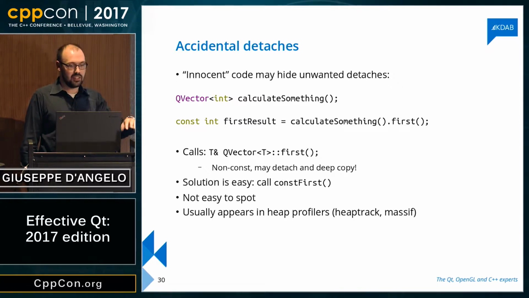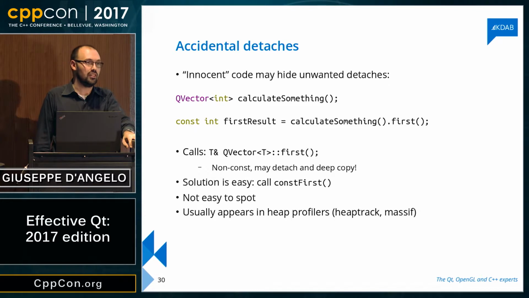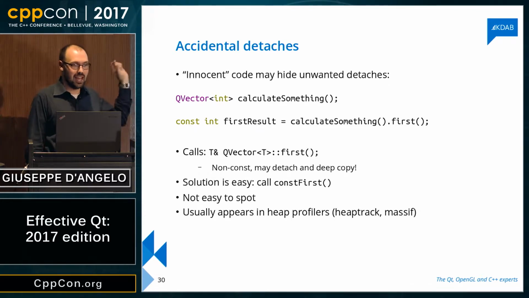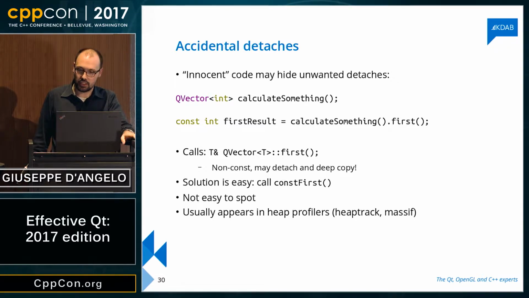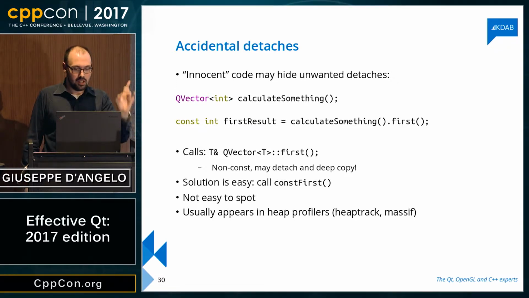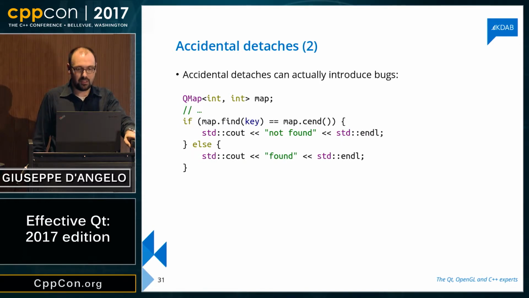Typically, these things appear in heap profilers. If you have a heap profiler, this appears as a transient allocation. You've got an allocation on a heap that lasts one statement. So you see a peak there, see what's going on. Oh, I am accidentally detaching. That's bad. But we can go even one step further.